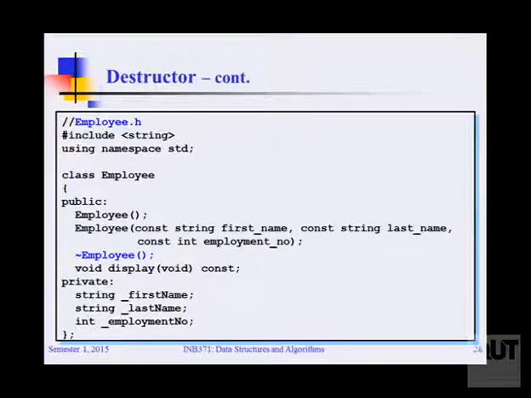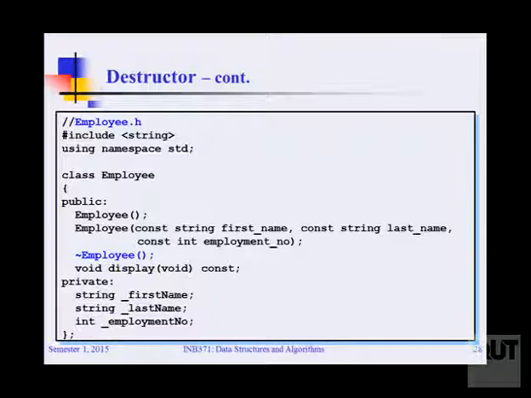So, in most cases you don't have to worry about the destructor. But sometimes you do need to define the destructor. For example, when your class uses some dynamic memory. If you simply have an employee which contains all static memory, there's no dynamic memory. For example, first name and last name are both static objects, right? So you don't need to worry about that.